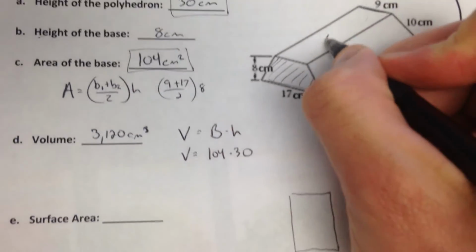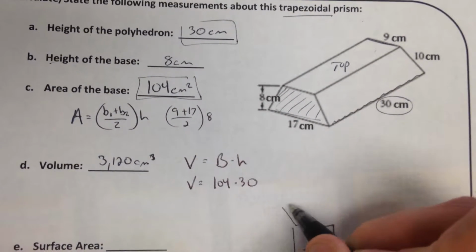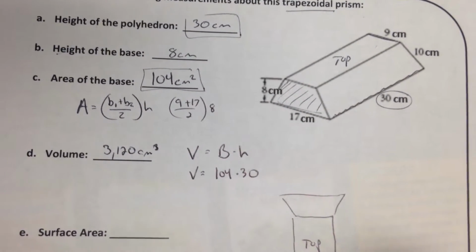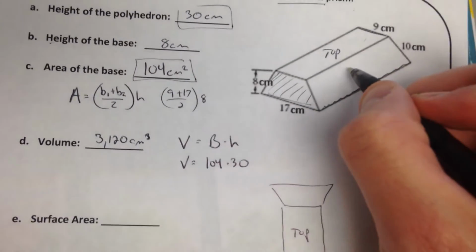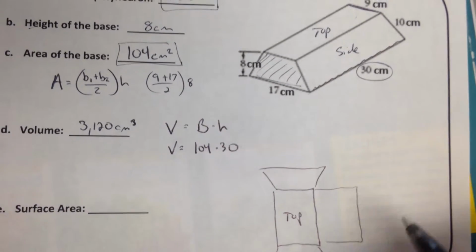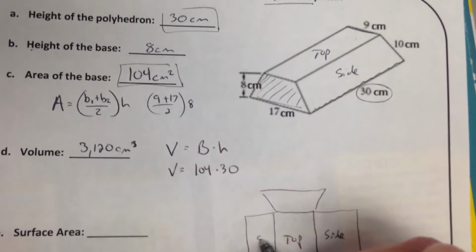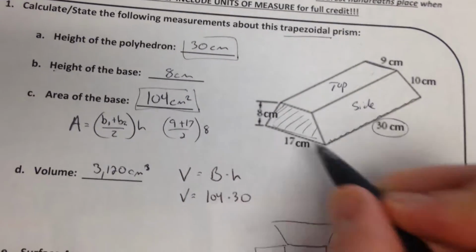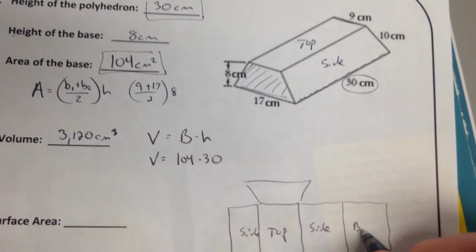The surface area is going to be calculated by using a net. If this is the top of the polyhedron, this will be the top of my net, and I will have the bases on either top and bottom of that. If we call this a side, then our net will have 2 sides, one on either side of the top. And then even though we can't see the bottom, we know there's one there, and so we'll have a bottom.